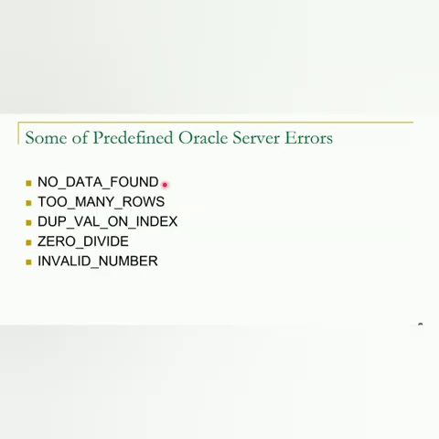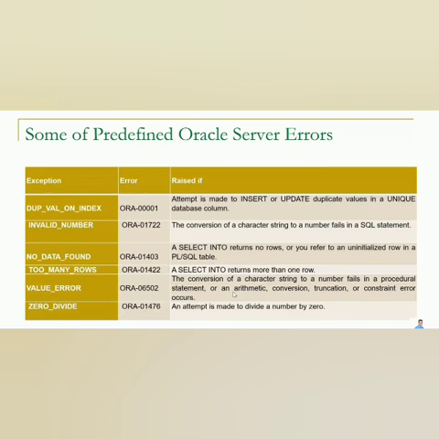No data found, too many rows, dup val on index, zero divide, invalid number. So we will see those exceptions with the name, why we are using them, and what the mistakes are. From this table, these exceptions should be used under the exception block. We should use the correct exception name.